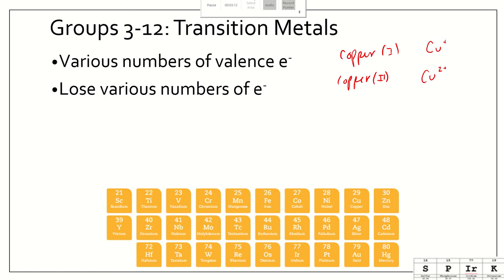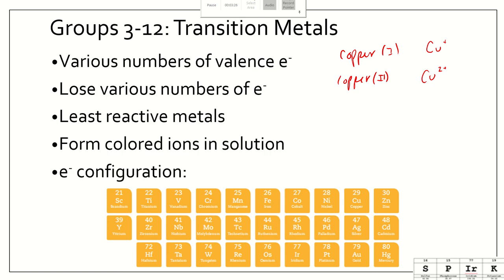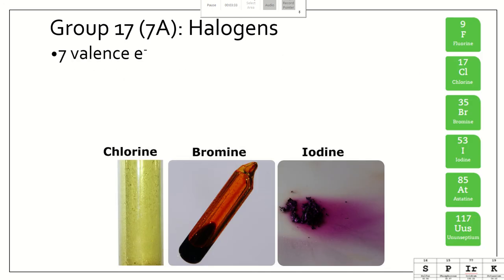So you have to include that Roman numeral, and that Roman numeral tells you the charge. Copper 1 means it has lost 1 valence electron, so copper +1. Copper 2 means that it has lost 2 valence electrons, forming copper 2+. The transition metals are not very reactive. They're also known as the D-block elements.